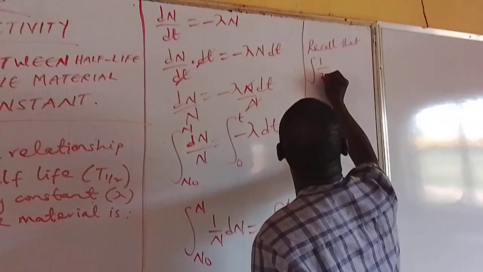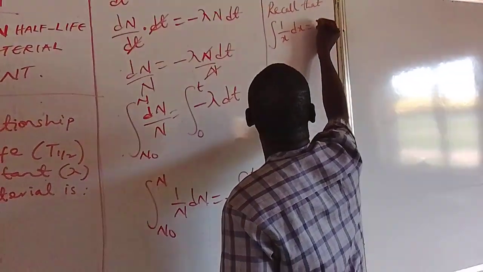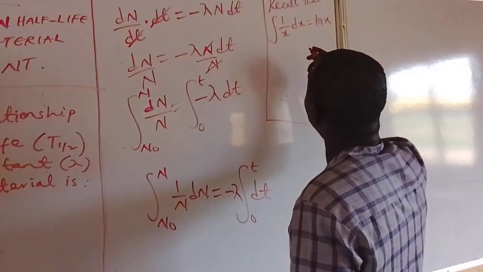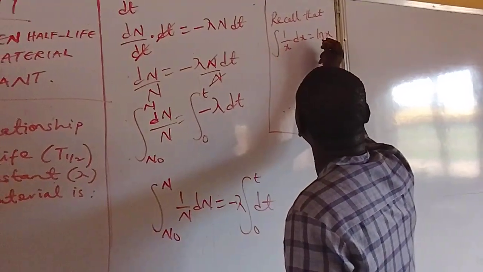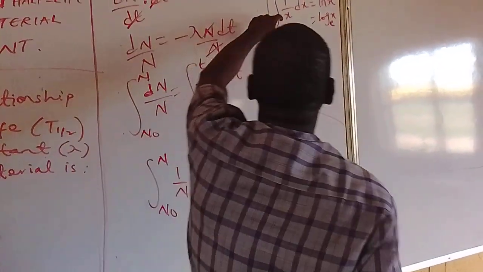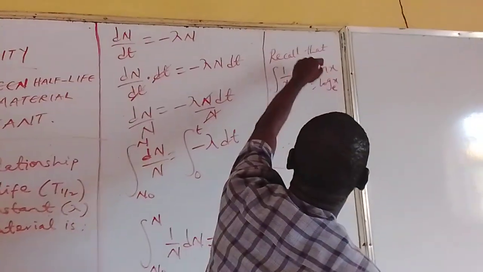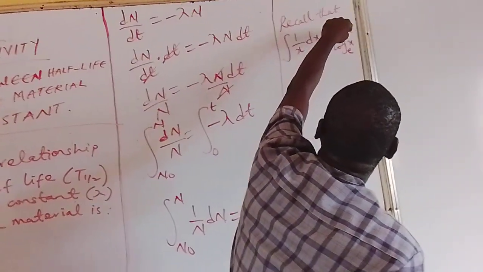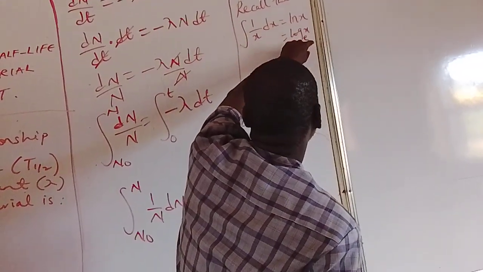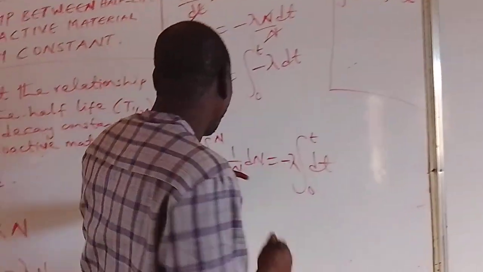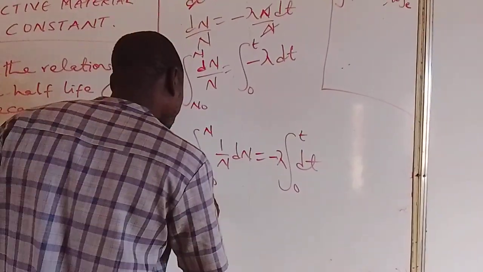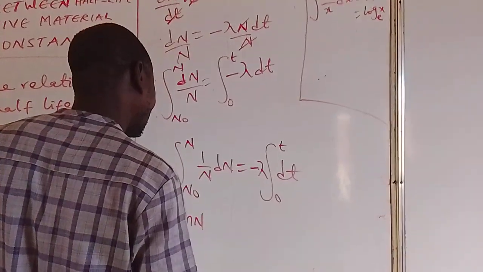Recall that the integral of 1 over x dx is equal to ln x. So this is a standard integral. Definitely this ln means log x to base e. So if the integral of 1 over x dx is ln x, which is the natural logarithm of x, that is the meaning of ln, natural logarithm, which can also be written as log x to the base e. So similarly, the integral of 1 over n dn is also what? ln n, just like that.